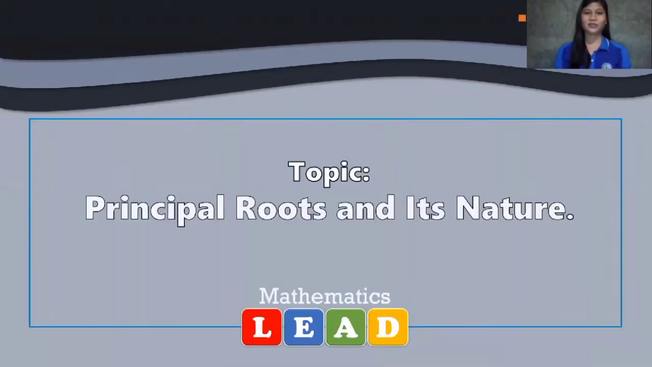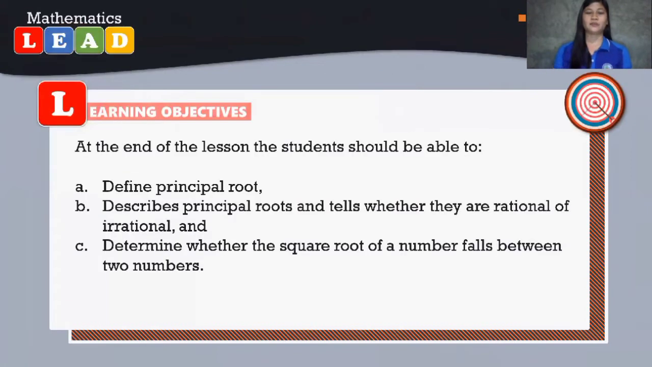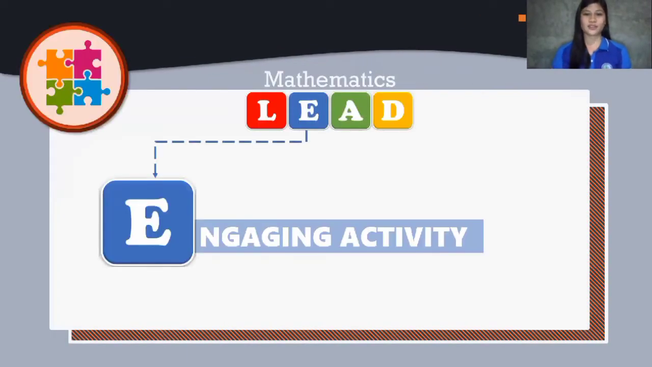So for today, we will discuss the principal roots and their nature. For the learning objectives, at the end of the lesson, the student should be able to define principal root, describe principal roots and tell whether they are rational or irrational numbers, and determine whether the square root of a number falls between two numbers. But before we go to the lesson proper, let's have first an engaging activity.